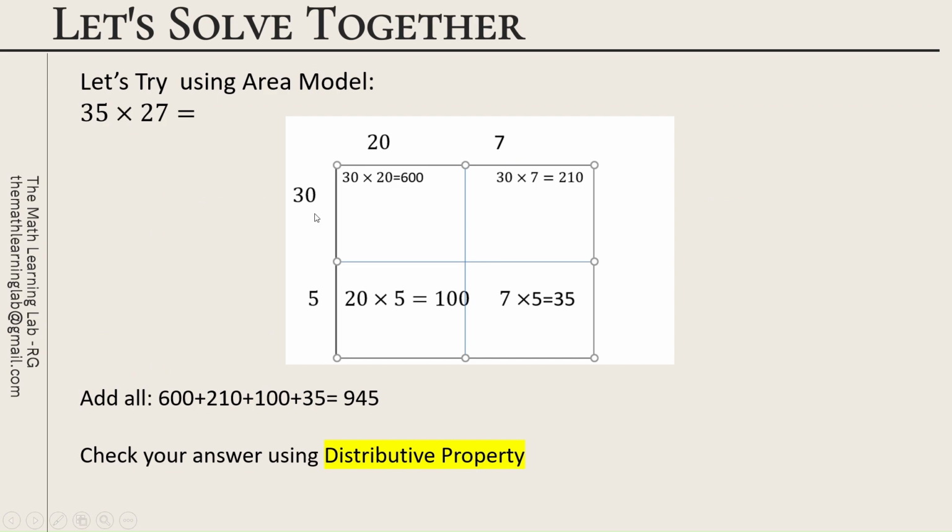So the area of a rectangle whose side lengths are 30 and 20 is 30 times 20, which is 600, 30 times 7 is 210, 20 times 5 is 100, and 7 times 5 is 35. Add them all, you have 945. Whenever needed, pause the video and take a note. For example, for this problem, try the same problem using the distributive property and check whether you are getting the same answer as me or not.